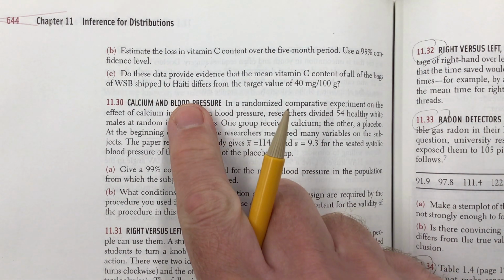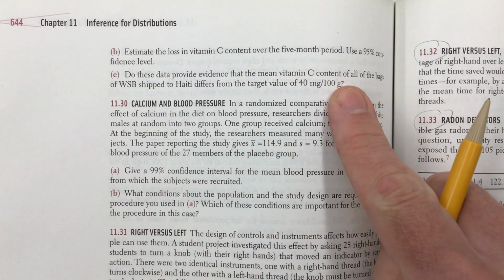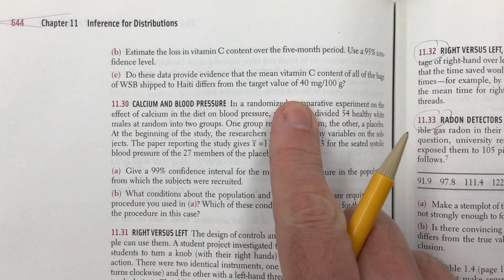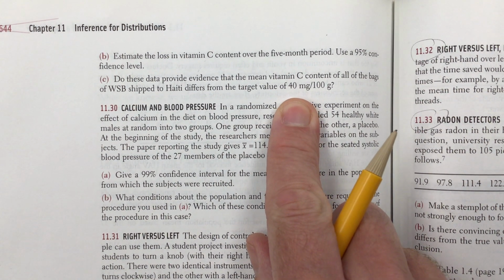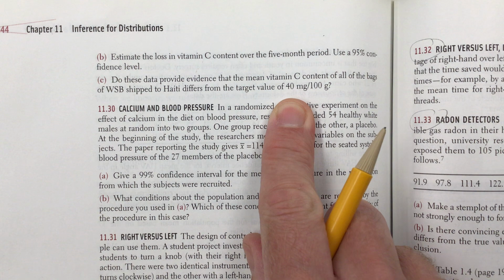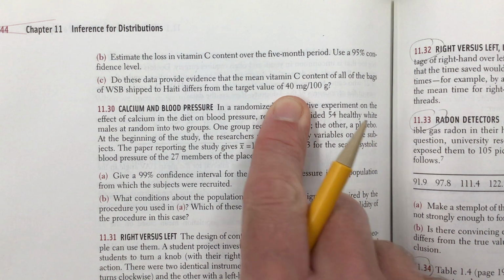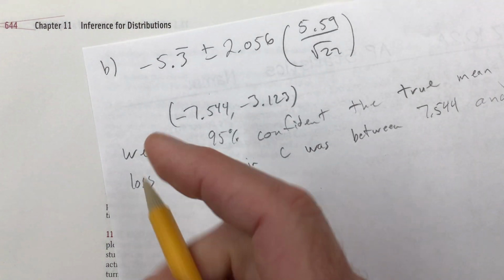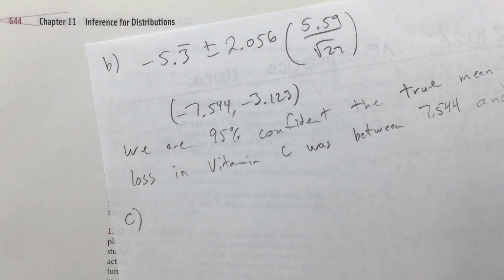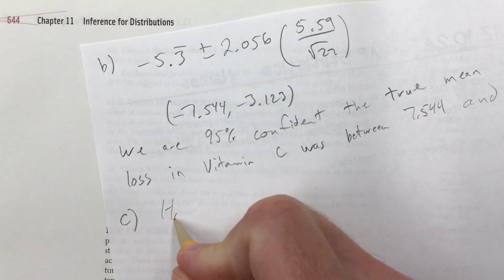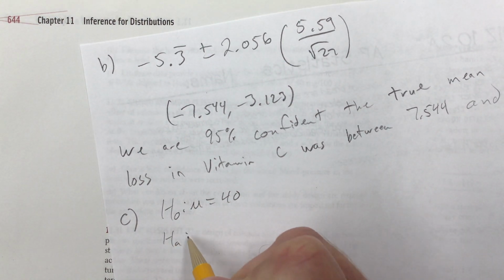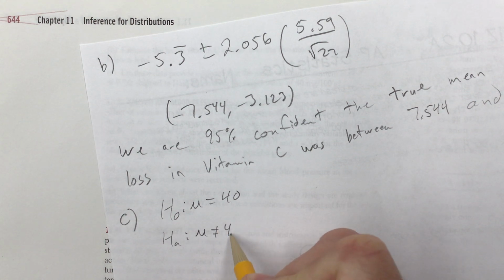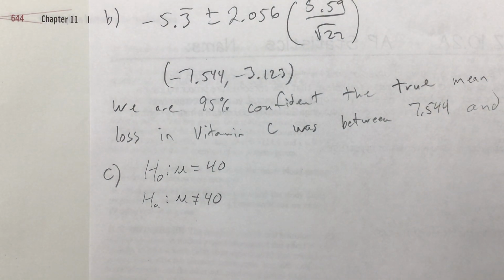Okay, letter C. Do these data provide evidence that the mean vitamin C content differs? Oh, this is a different question. Differs from a target of 40. So their goal is to have 40 as the average. I guess this is before being shipped. So let's do that real quick. So mu is 40, and this one just says differs, so not equal to 40.